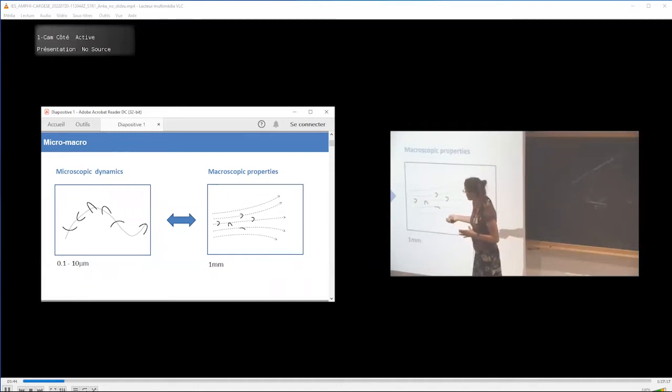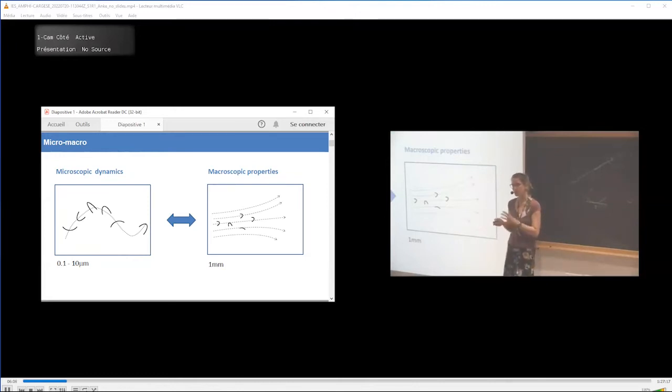So if we look at what happens at the microscopic scale, I take a microscopic object, I put it in interaction with the flow, and it will be deformed by the flow. But while it's deformed by the flow, it will also exert a stress on the flow due to this deformation. And this stress exerted by the individual particle will actually have a signature on the macroscopic flow properties.